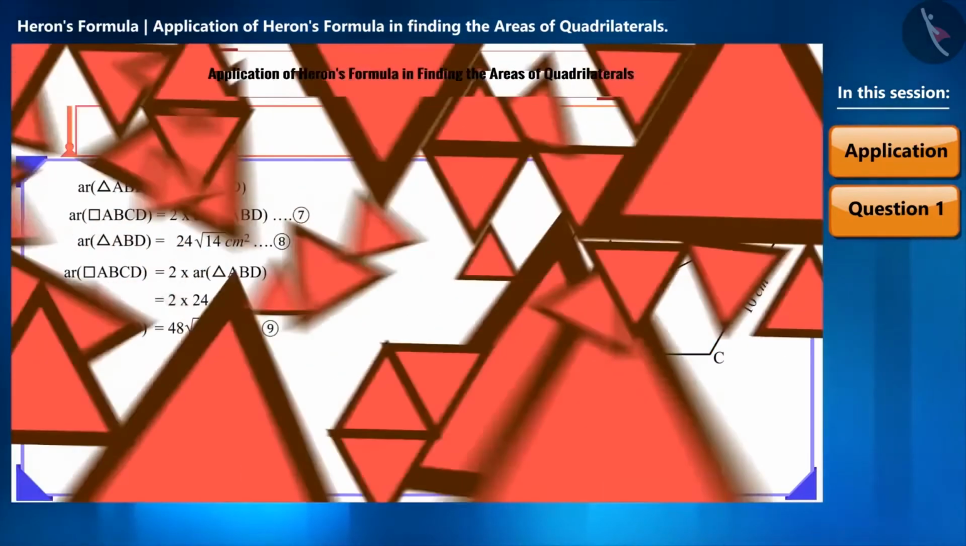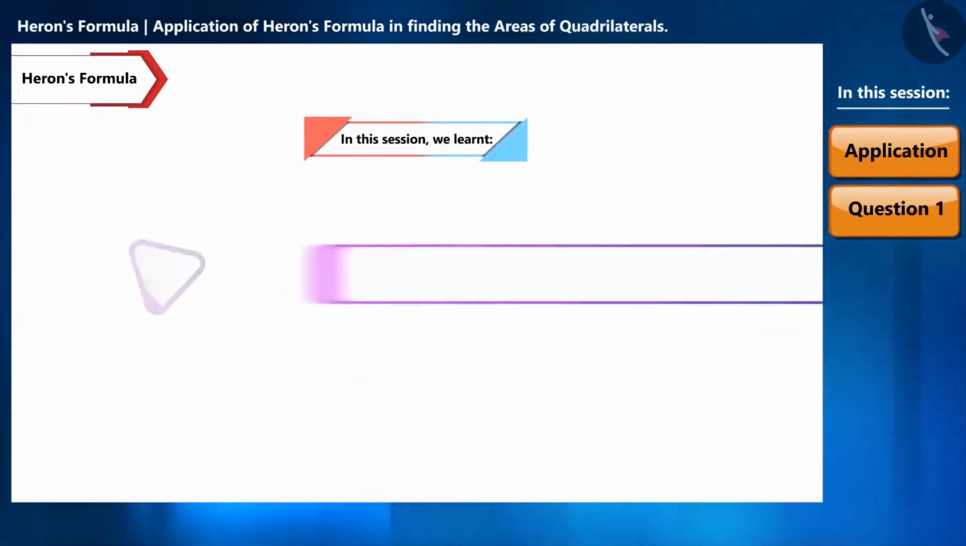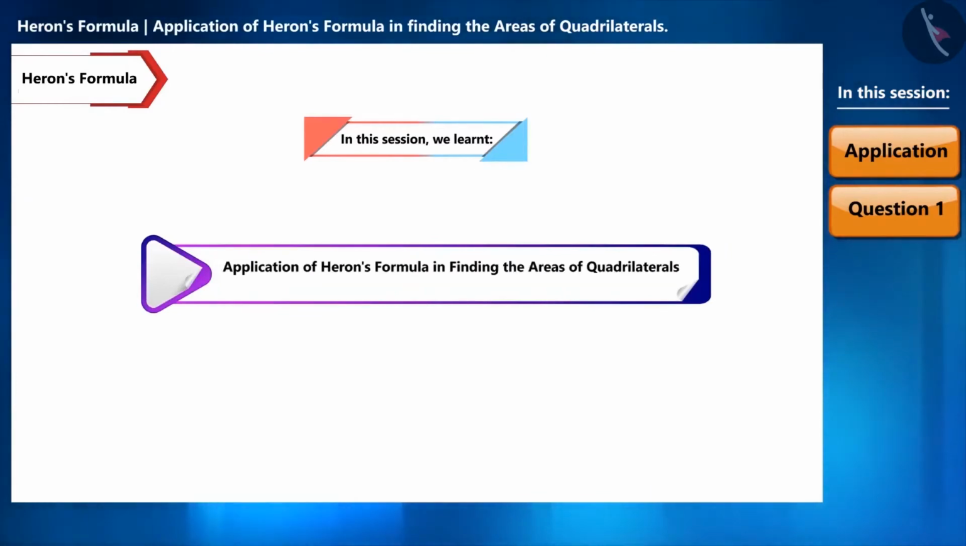Friends, that's all in this session. Today, we learned to find the areas of quadrilateral by applying Heron's formula. In the next session, we will solve some more interesting questions related to this.